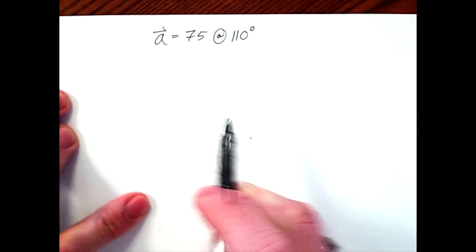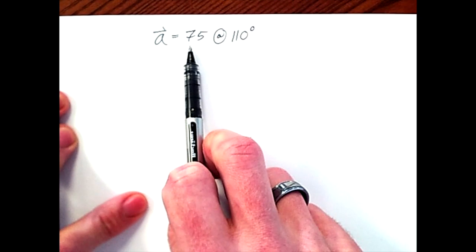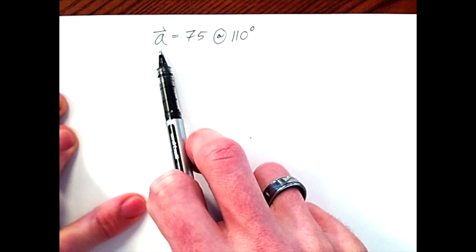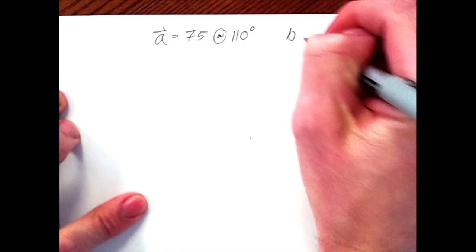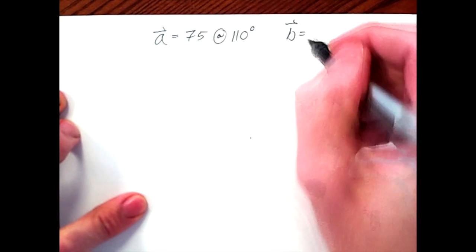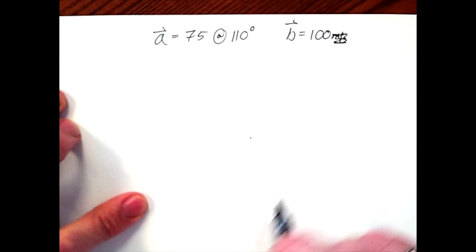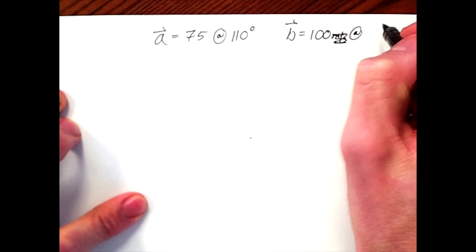Now, I've generalized in terms of a vector, so I haven't given this units because A could represent any vector: acceleration, displacement, velocity, or momentum. And then B as a vector is given as 100 meters per second, or sorry, no units, at 300 degrees.